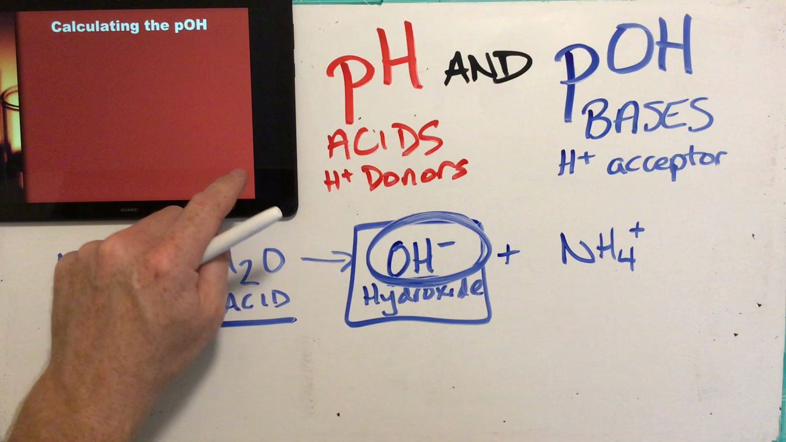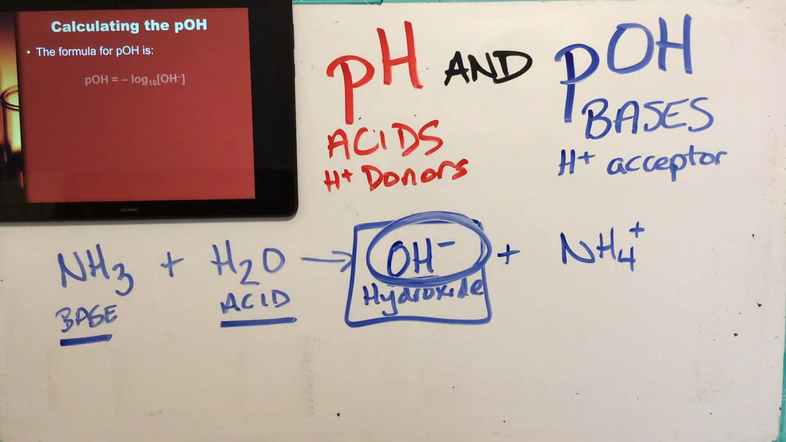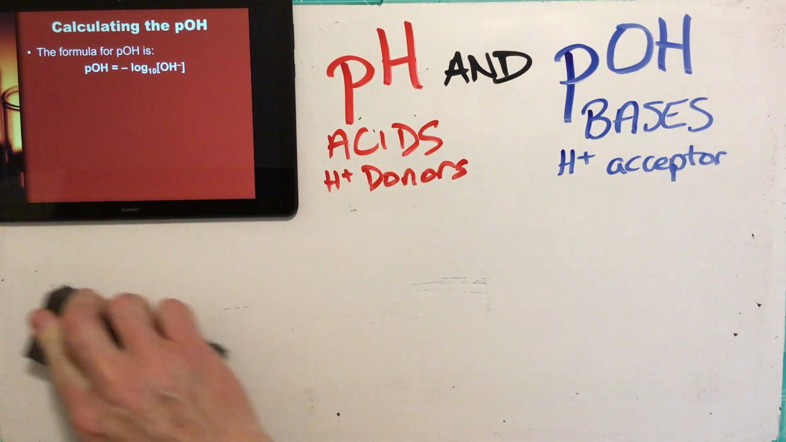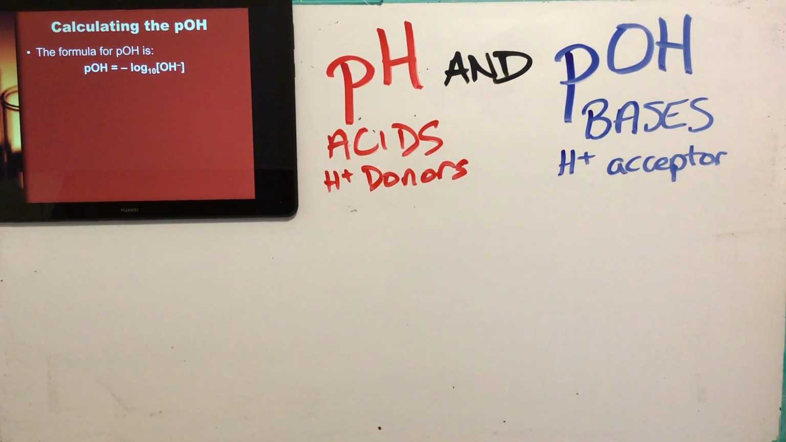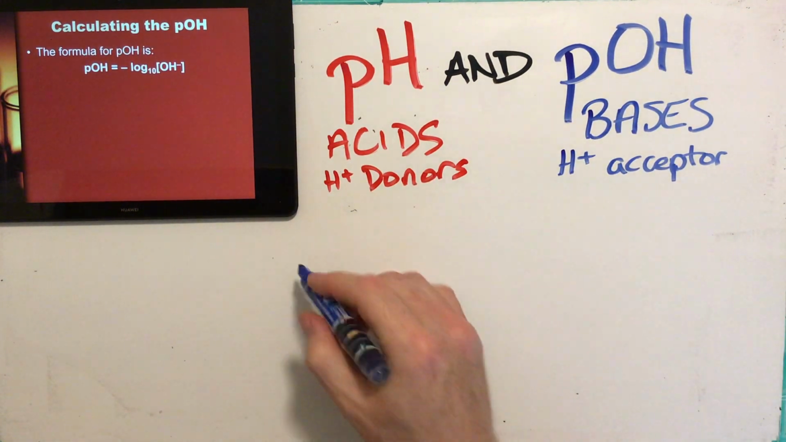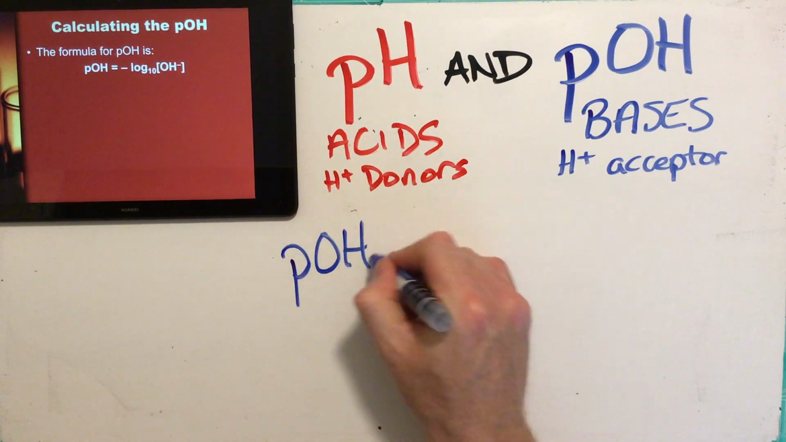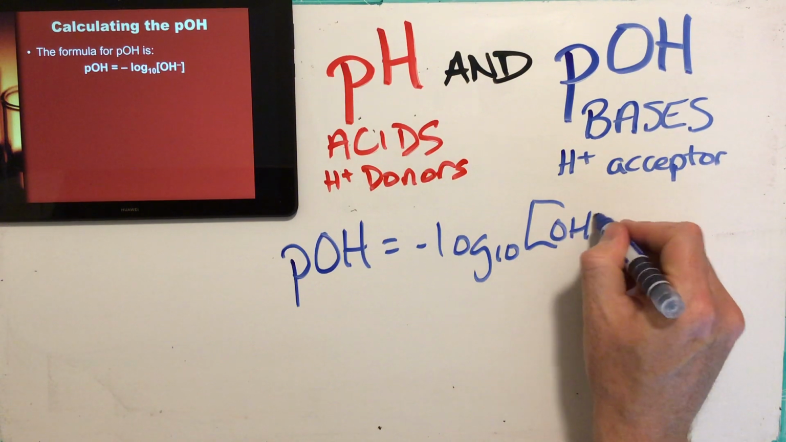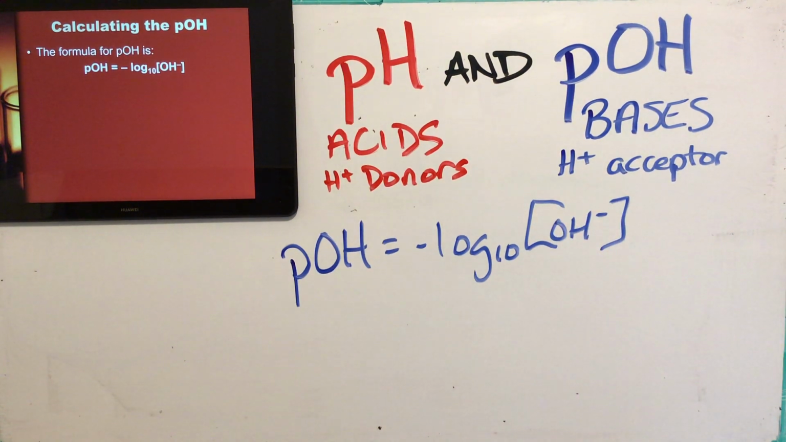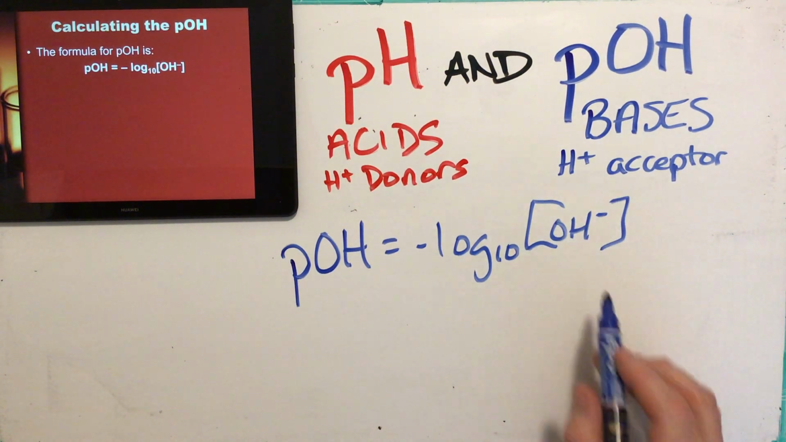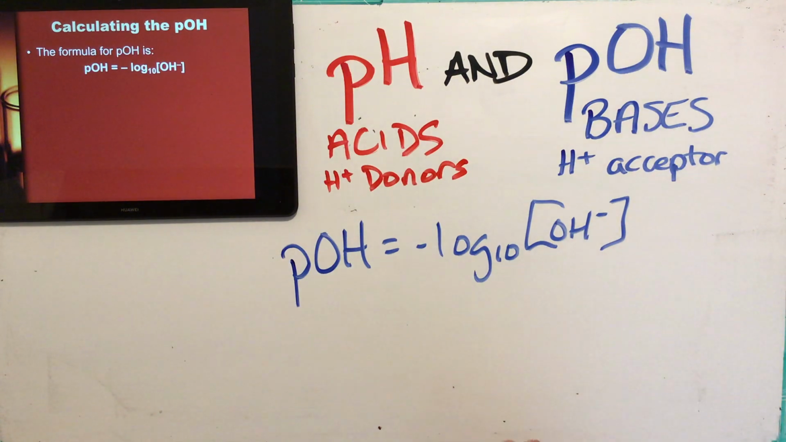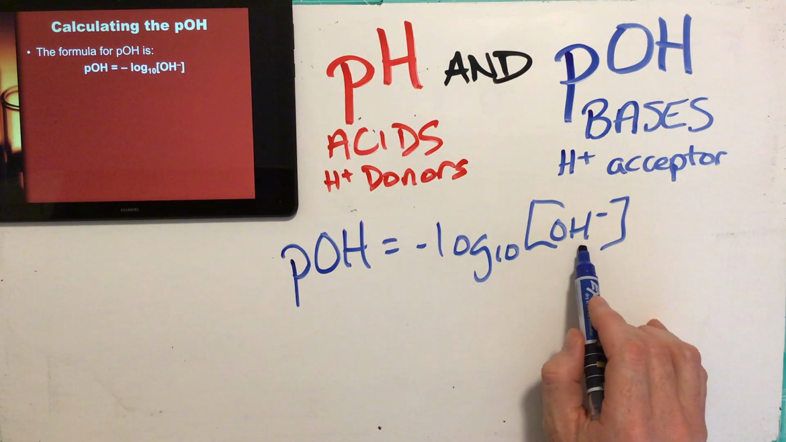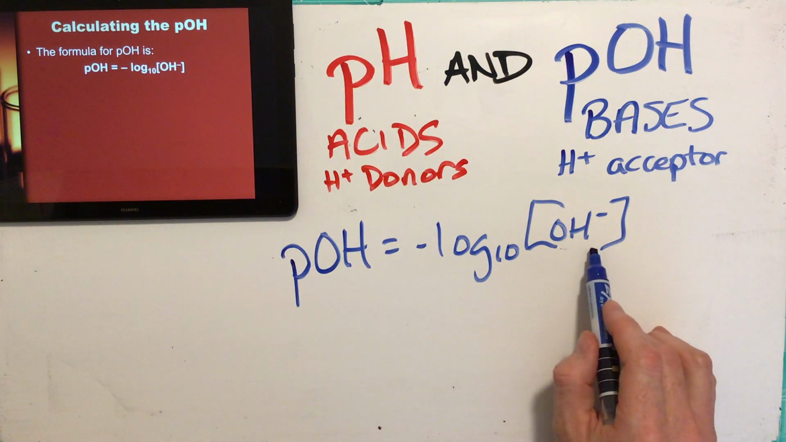So let's take a look at this. So the formula for pOH is this. pOH is equal to negative log 10 of the hydroxide polyatomic ion. Again, bases always make this. When I put a base in with water, it steals or accepts, right? It accepts a proton from the water and leaves this behind.